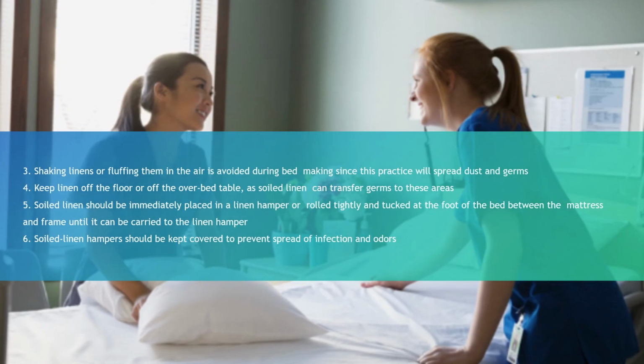Shaking linens or fluffing them in the air is avoided during bed making, since this practice will spread dust and germs. Keep linen off of the floor or off of the overbed table, as soiled linen can transfer germs to these areas. Soiled linen should be immediately placed in a linen hamper or rolled tightly and tucked at the foot of the bed between the mattress and the frame until it can be carried to the linen hamper. Soiled linen hampers should be kept covered to prevent spread of infection and odors.